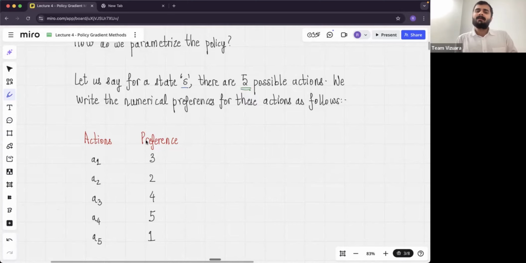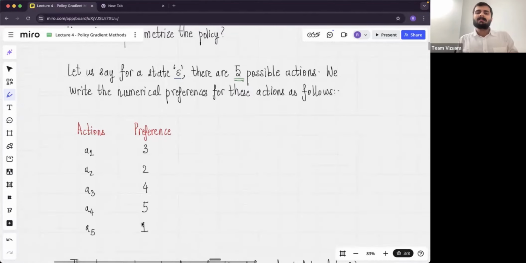And on the right hand side, we write down the numerical preferences for these actions. So A1 has a numerical preference of 3, A2 has 2, A3 4, A4 5, and A5 is the most preferred action, which has the preference of 1. Now my objective is to convert these preferences into a policy representation using a policy parameter theta. So let's see how we can do it. Some of you might already have some intuition about this if you have learnt about the softmax function before, but if not, I'm going to explain that again right now.